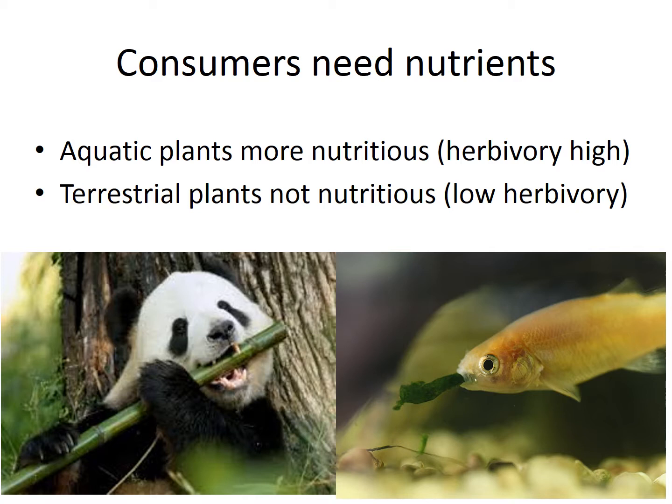Herbivory is different in aquatic and terrestrial ecosystems because of consumers. Consumers choose what they eat, and they eat what is more nutritious for them. And aquatic plants, because of the lesser amount of carbon, are more nutritious, and hence herbivory is high, whereas terrestrial plants, which are richer in carbon, have low herbivory. And actually, the percentage of production that is eaten by herbivores is higher than what is in terrestrial communities. And in fact, because most aquatic plants are small, there's more to eat.